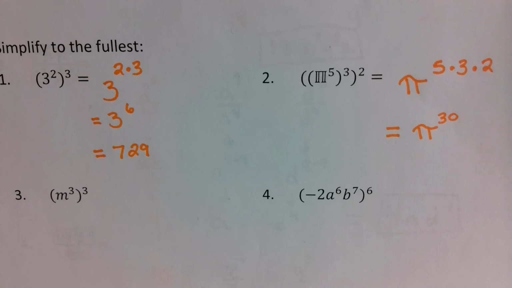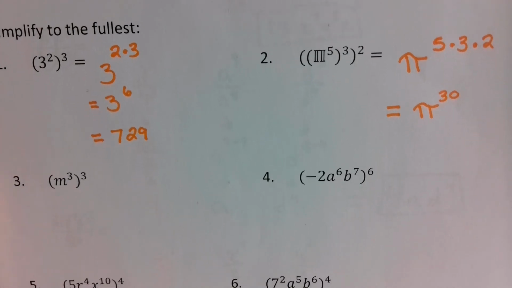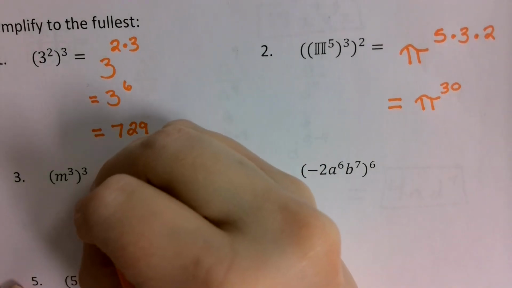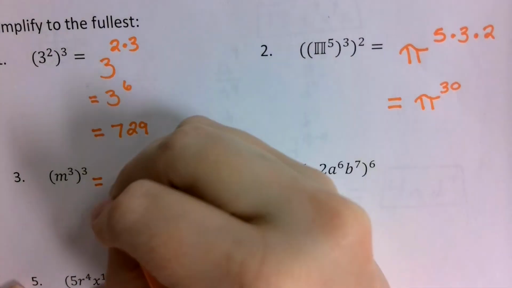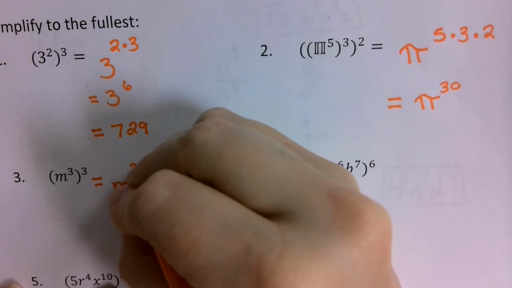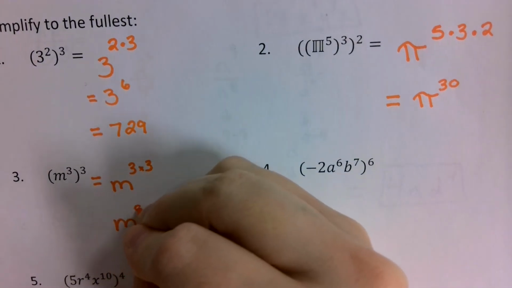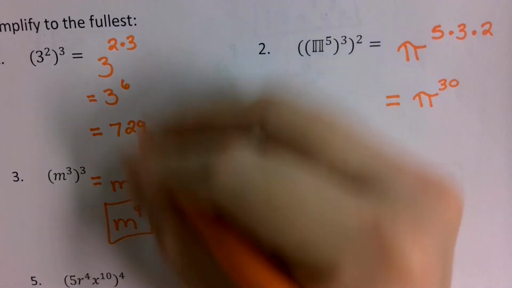All right, who got number 3? Maya? The answer? Yeah. M to the 9th power. All we're going to be doing here is taking our value of m, and the exponents are going to be 3 times 3. And 3 times 3 is just going to give us 9. So we get m to the 9th power.